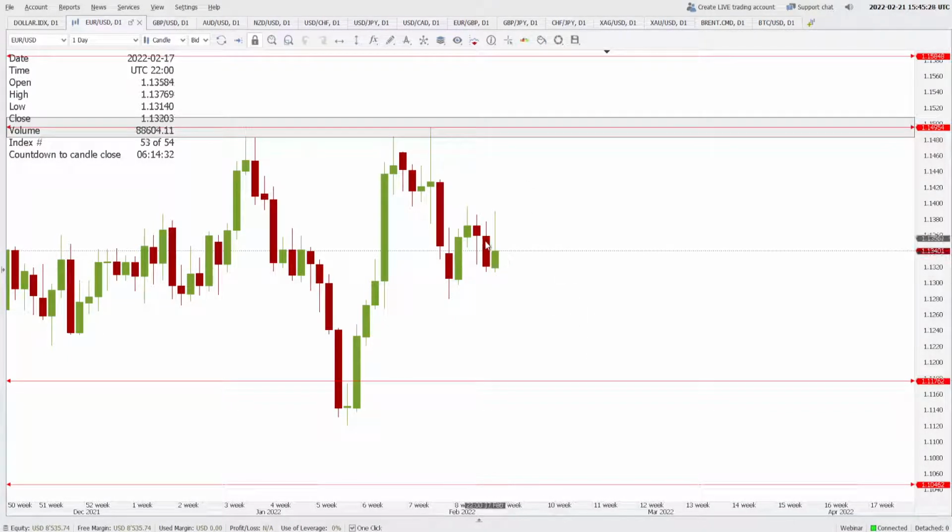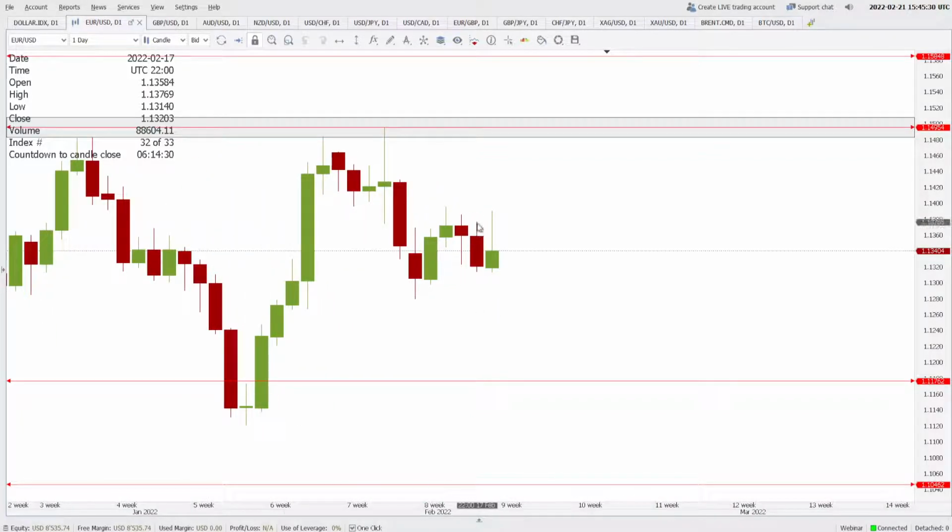Actually, you look at Friday's price action. On Friday, the price opened here at around the 1.1358 area, went higher and immediately came back to close almost at the day's low at 1.1320. It was just 6 pips shy of the day's low.